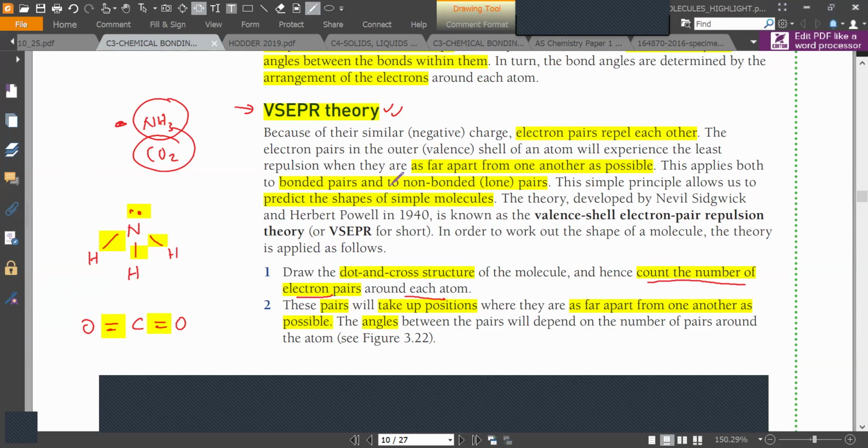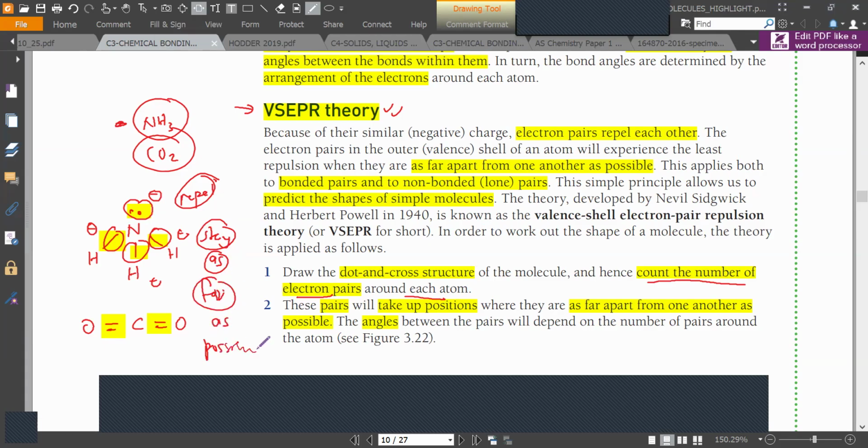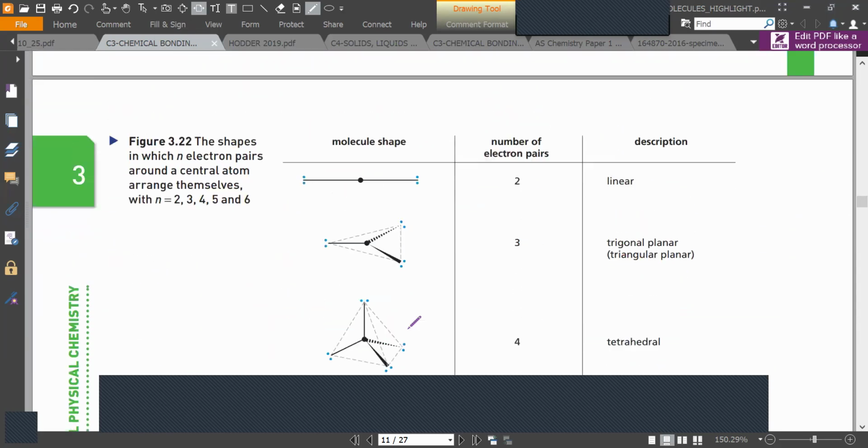Once we work out how many pairs of electrons, the idea of VSEPR theory is that because electrons are negatively charged, they will repel each other. When we put these pairs of electrons near each other, they will repel and stay as far as possible. That's the main point of the VSEPR theory. The pairs will take up positions as far apart from one another as possible. And then from there we can work out the bond angles as well. Some examples. Let's say this molecule has two pairs of electrons.